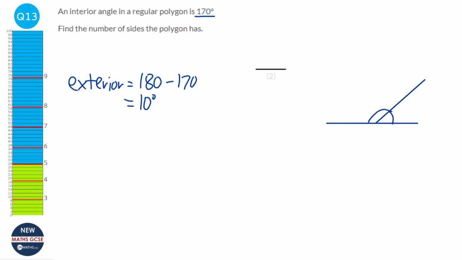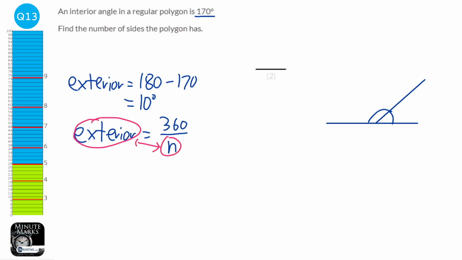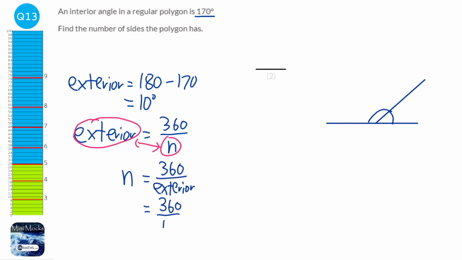So we've already done a formula for the exterior angle, which is 360 divided by n. And something we can do is swap these two things around. So we can make the formula that n equals 360 divided by the exterior angle. Well, we know that the exterior angle is 10, therefore n is 360 divided by 10, which would be 36.